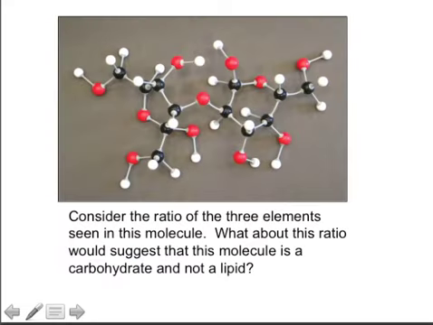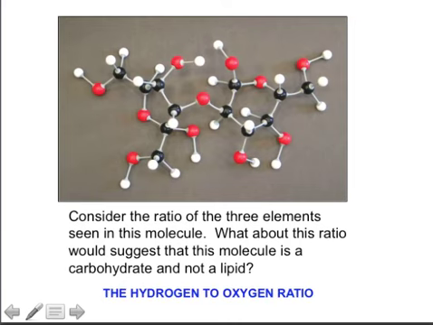Okay, consider the ratio of the three elements that are seen in this molecule. What about this ratio would suggest that this molecule is a carb and not a lipid? And the answer is the hydrogen to oxygen ratio, which is approximately 2 to 1. Okay, this is a carbohydrate. This is a disaccharide. This is sucrose.